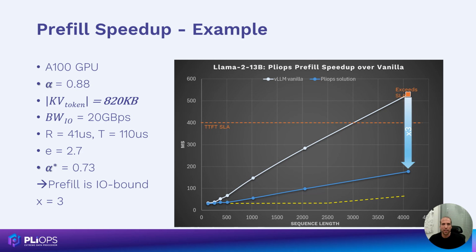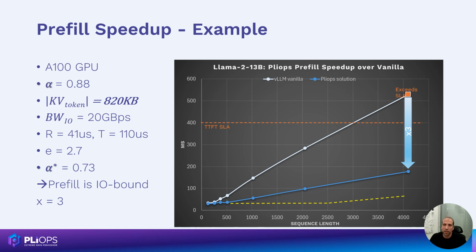This GPU has PCIe Gen 4, so the IO speed that we achieved was about 20 GB per second, which brings us to R of 41 microseconds, the retrieval time. We measured compute time of 110 microseconds, which results in acceleration factor E of 2.7. Alpha star, which is E over 1 plus E, is 0.723, which means that alpha is larger than alpha star, so this puts us in the IO bound regime.